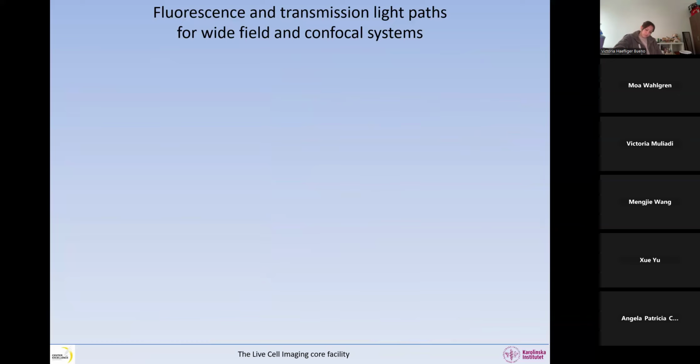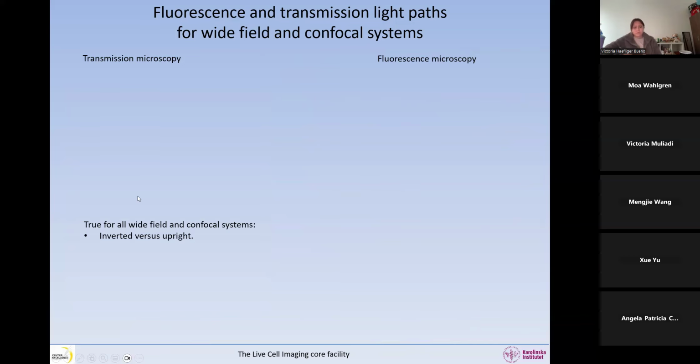So here is a little summary of everything I've said so far. We can have transmission microscopy and fluorescence microscopy. And for all systems, we can have inverted or upright microscopes. So I'm going to show you all this. Here is an inverted microscope for transmission microscopy. We have a little fish as a sample, and this is the objective.